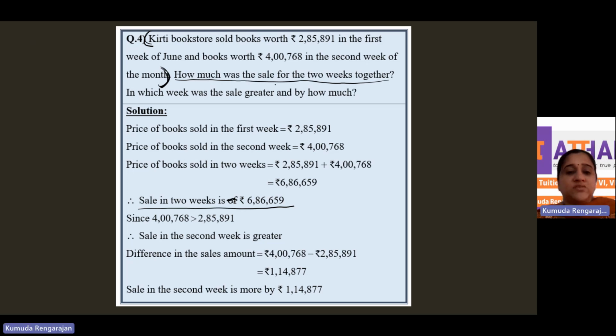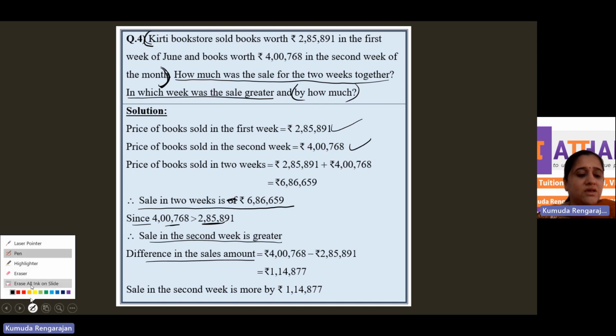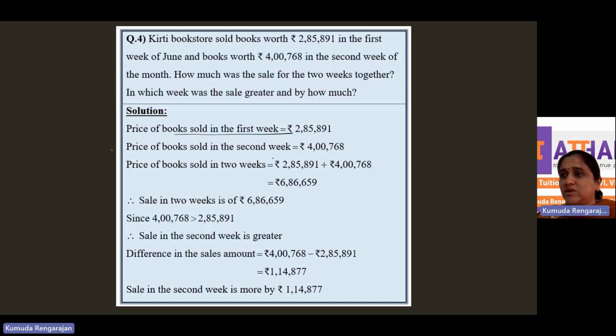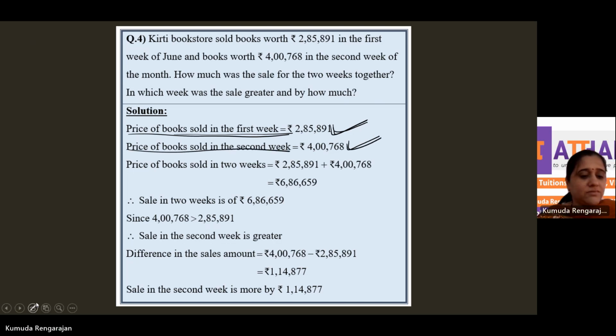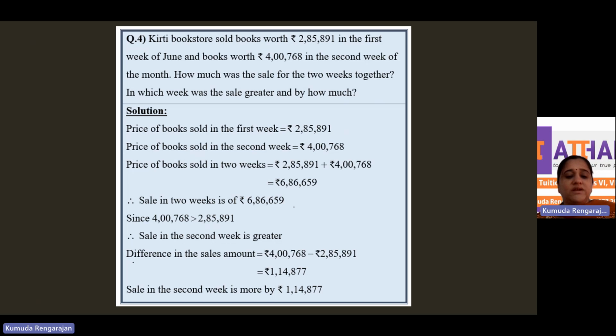Understand? Now, next question. In which week was the sale greater? Since this number is greater than this number, sale in the second week is greater. So we answered the second question also. And by how much is the third part. So difference in the sales amount. You don't have to write these statements again. You don't have to repeat price of the books sold in the first week, second week. You've already expressed what these numbers stand for. So you just have to say difference in the sales amount, because the operation is subtraction.